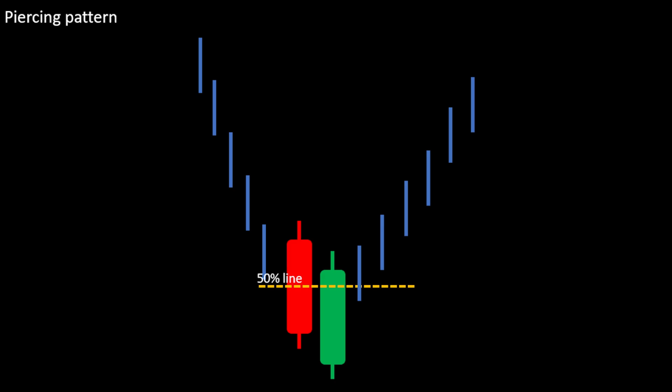Now for the piercing pattern, we have the exact opposite situation. This means the trend should be bearish, the left candle should be bearish, the right candle should be bullish, and the real body of the right candle should have at least 50% penetration into the body of the previous candle.